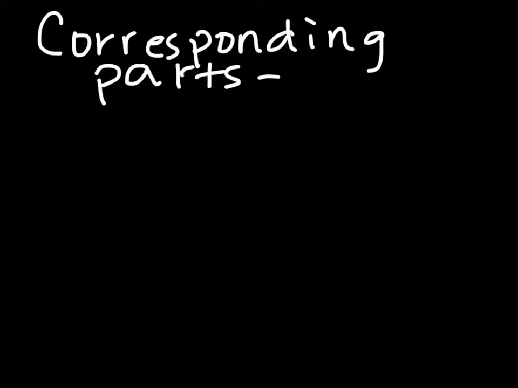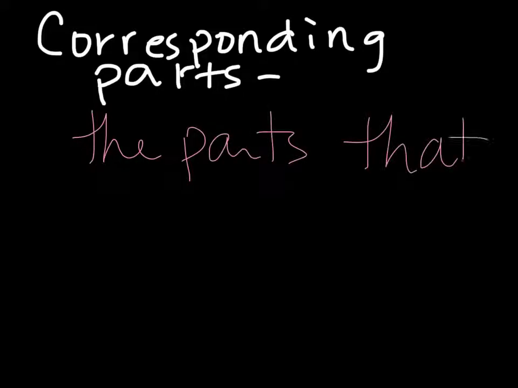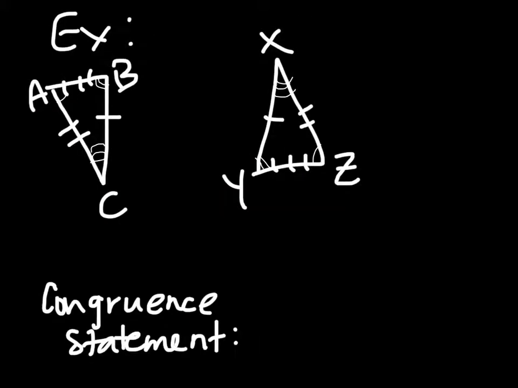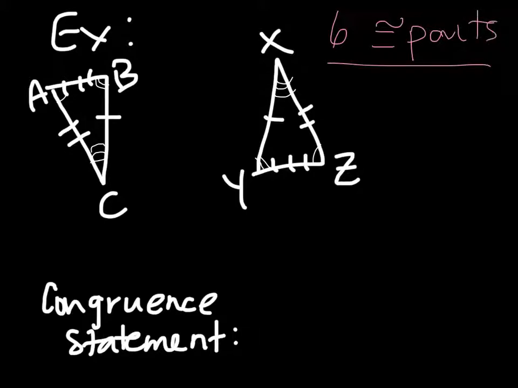And corresponding parts are the parts that match or are the same. So when we look at angles, which two angles are the same? Which two sides are the same as each other? Okay, so I'm going to look at these triangles and name their congruent parts. Triangles have 3 angles and 3 sides, so there are always 6 congruent parts. And I'm going to start with their angles.